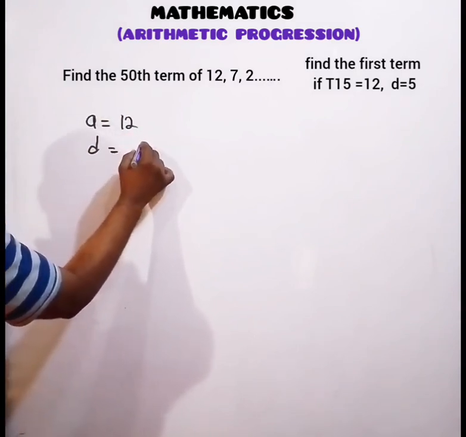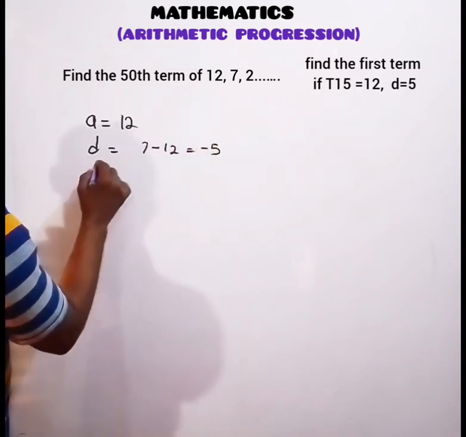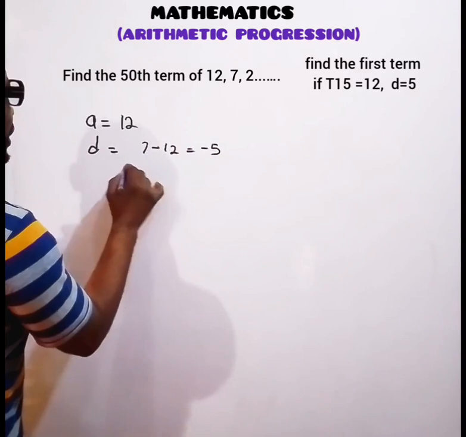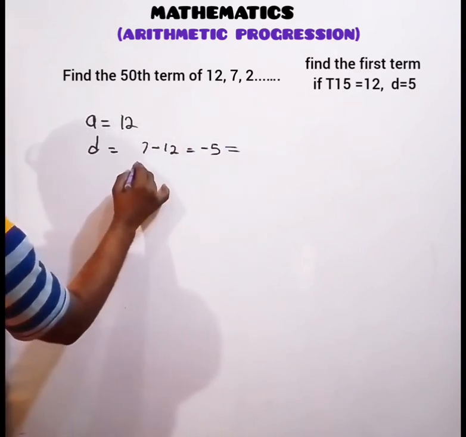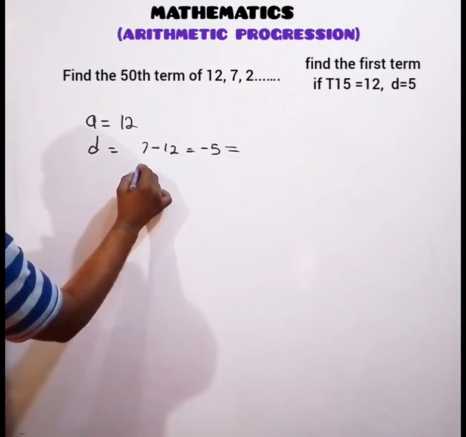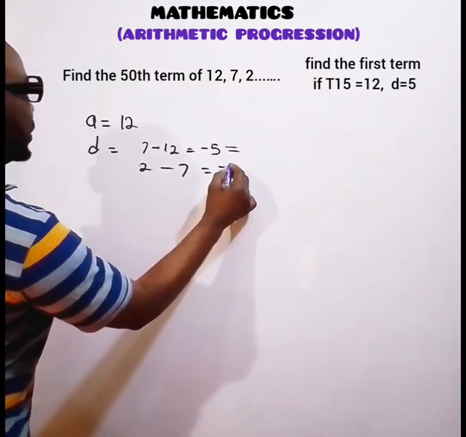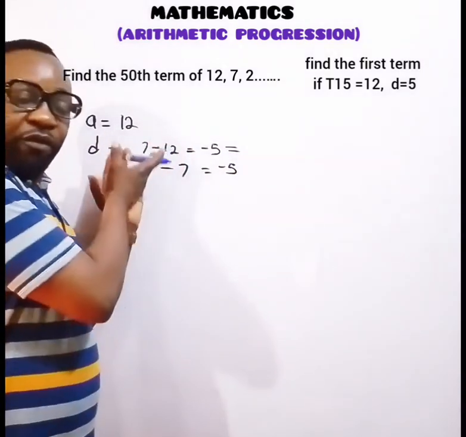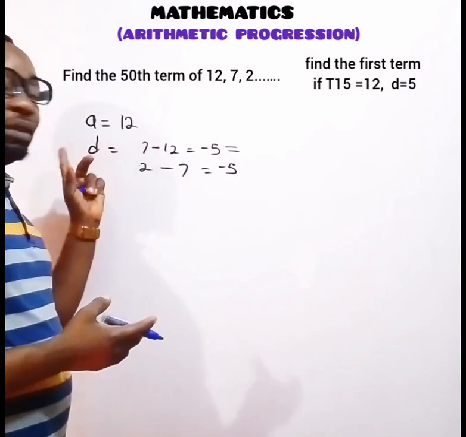Second term is 7 minus 12, which is equal to minus 5. D can as well be equal to the third term minus the second term, that's 2 minus 7, which is equal to minus 5 as well. From this information, I've been able to deduce the value of my common difference.